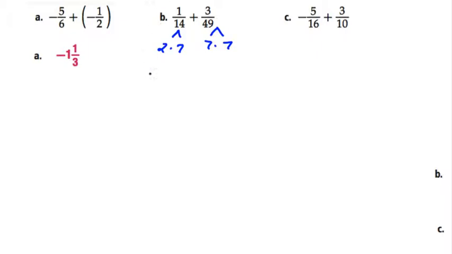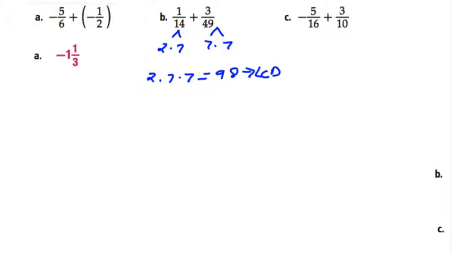So we need a 2, we need a 7, and we need a second 7. So what number does that turn out to be? Well, that's 49 times 2, and let's see, I think that's 98, right? So 98 will be our common denominator. That's our LCD, least common denominator, right?